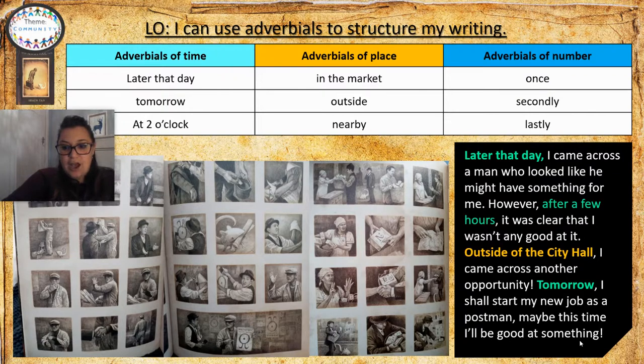So this time, I've got quite a few adverbials of time, ordered things, and only one adverbial of place. That's okay, I've still got a range. And I've expanded on this adverbial of place. So over here in my list, I just had the word outside, but I wanted to give that more detail. Outside of the city hall, outside of the post office.